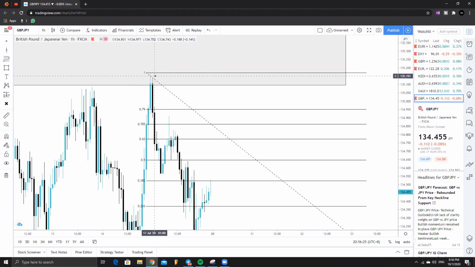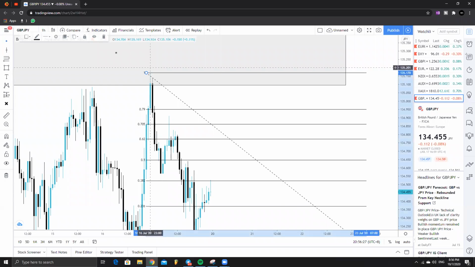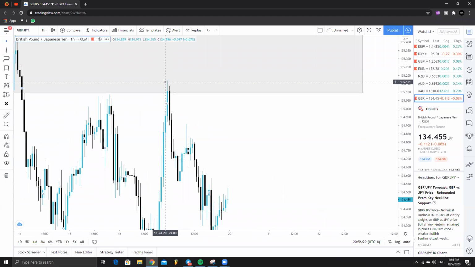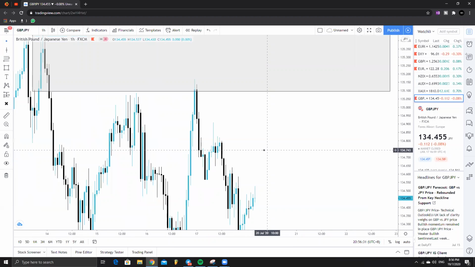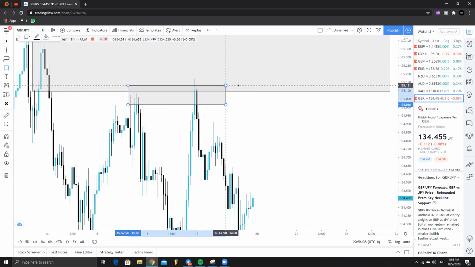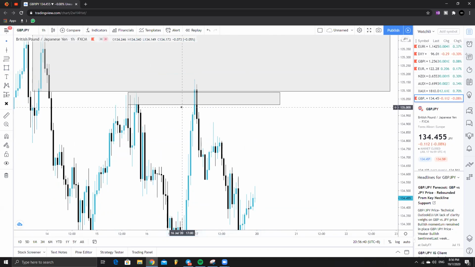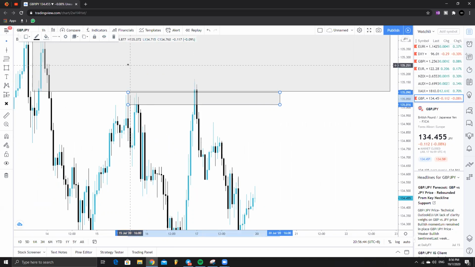Stop above this high. Why? Why do I want to place my stops above this high? Why do I have so much confidence that these highs are not going to get ran? Let me explain why. Don't you think that if you were a retail trader learning off of Trader Nick right now, you would say, oh, this is my resistance zone, I'm going to sell from here? But you would have gotten stopped out, right? So what does that mean?